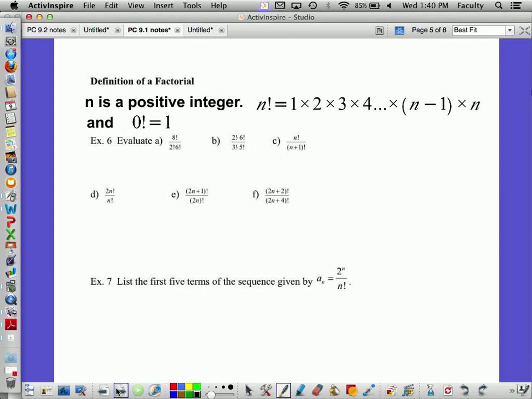N factorial. Do you remember that N factorial? Like if I have 3 factorial, that means 3 times 2 times 1. The only other thing is 0 factorial is 1.